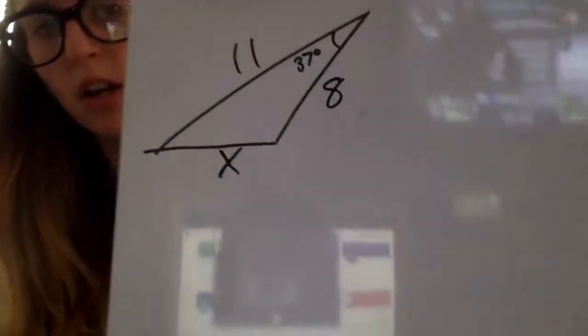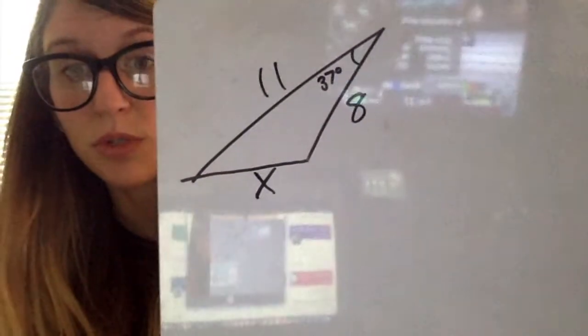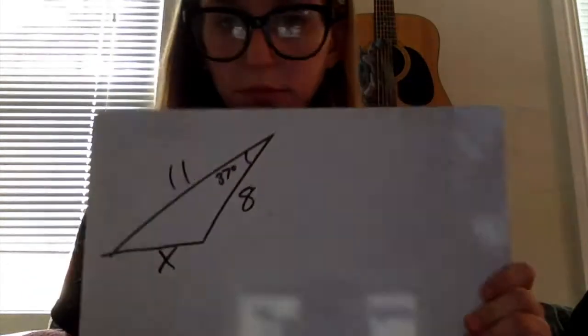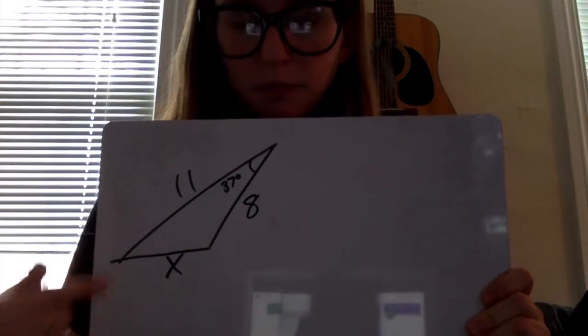So let's take a look at when you can't use law of sines. Not a calculator, I'm using my board. All right, so I have 37 degrees here, and 11, and 8, and the letter X. The reason why I can't use law of sines here is, to solve for X, I mean.